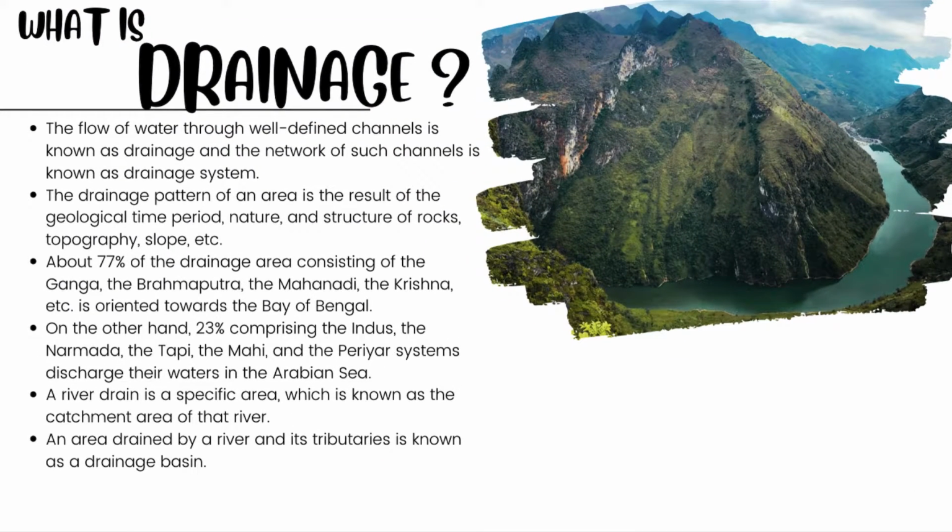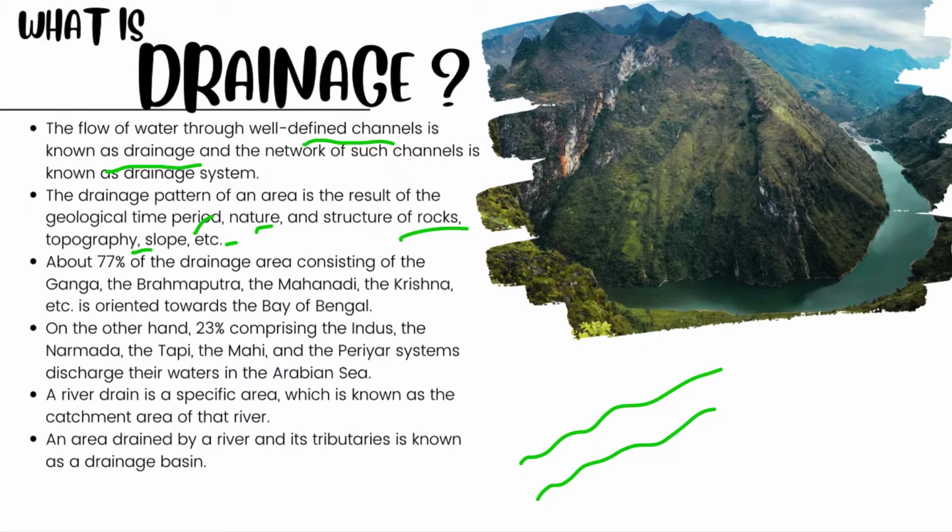So the first thing, what is drainage? You might have the question: what is drainage and why are we calling it drainage? A flow of water through a well-defined channel is known as drainage. Maybe you think that if I come with a bucket and throw water from it, will it be called drainage? No, definitely not, because the path that the water from the bucket makes will always be different. It will not be predefined, and the source will not be predefined either. The drainage pattern depends upon the time period, nature, structure of rock, topography, etc.